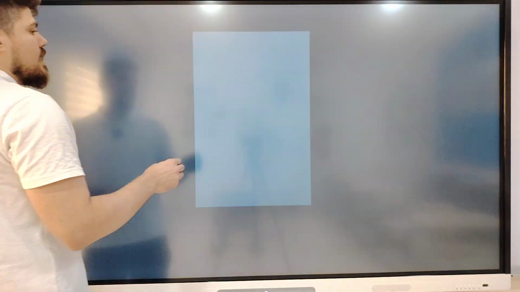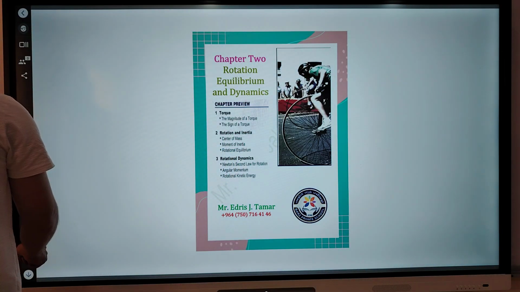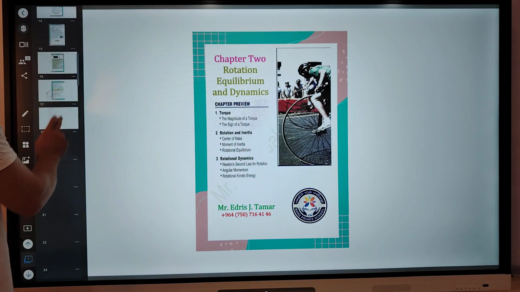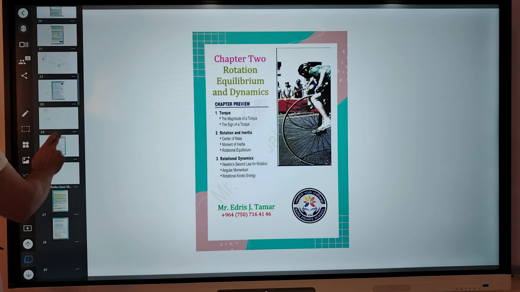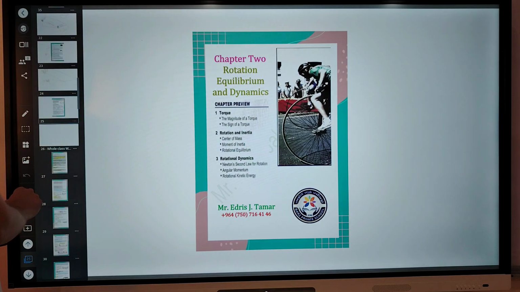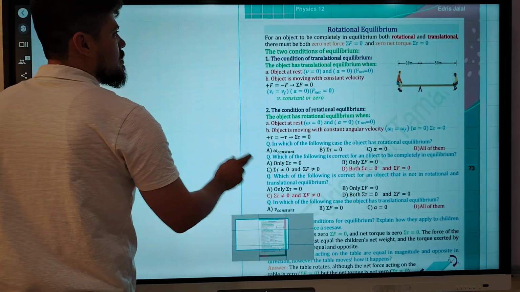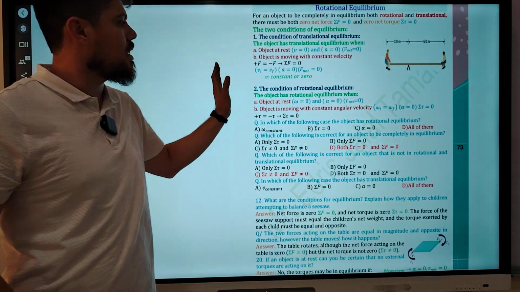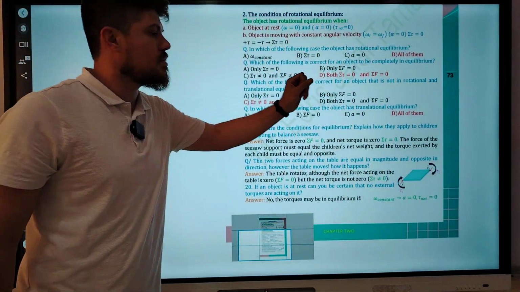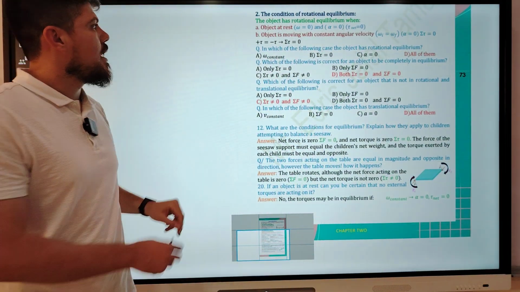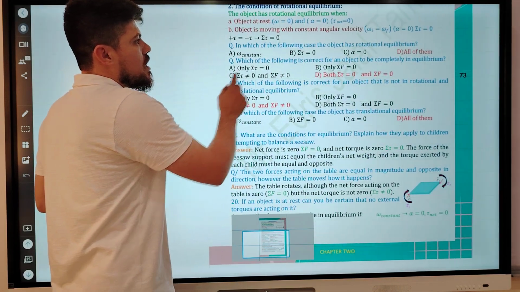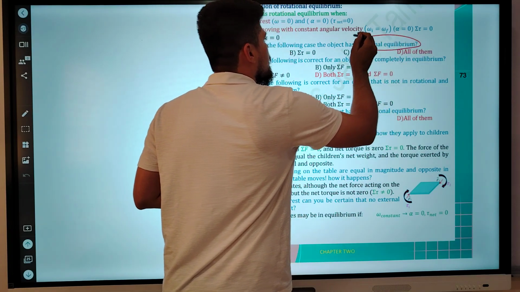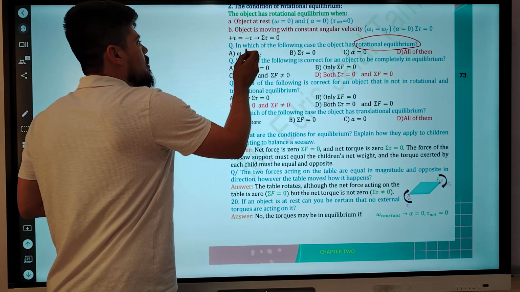Okay, guys, listen carefully, please. Now we're going to solve some questions related to the two conditions of equilibrium: translation and rotation. We have some questions. In which of the following cases does the object have rotational equilibrium? In rotational equilibrium, is omega constant?